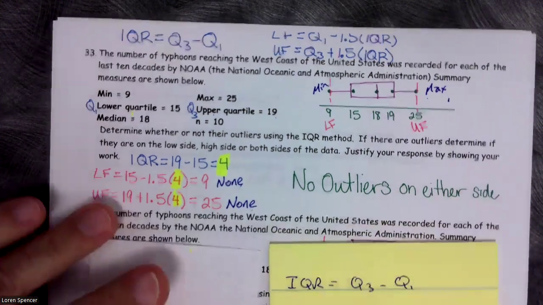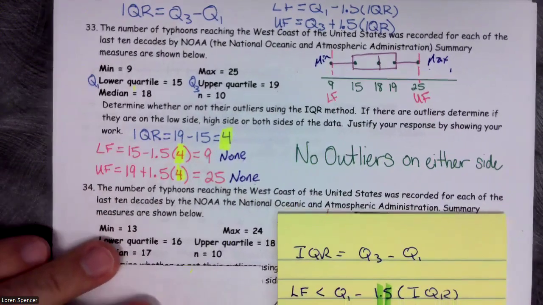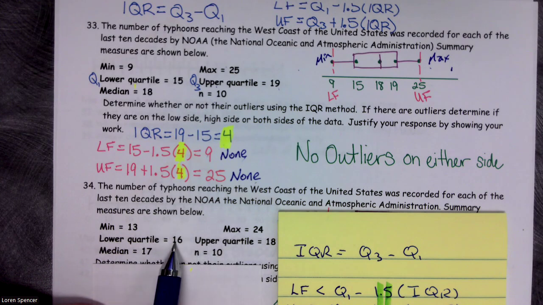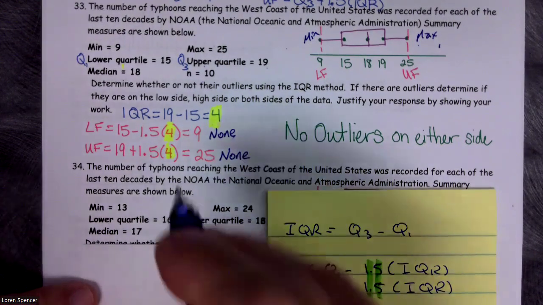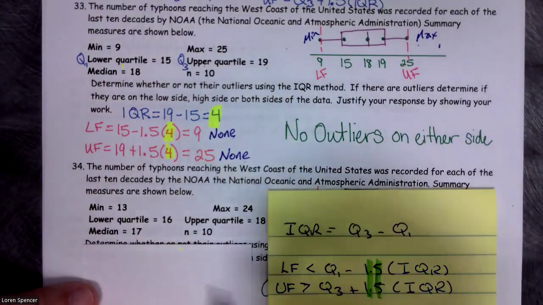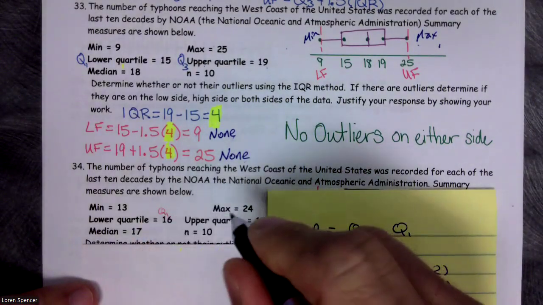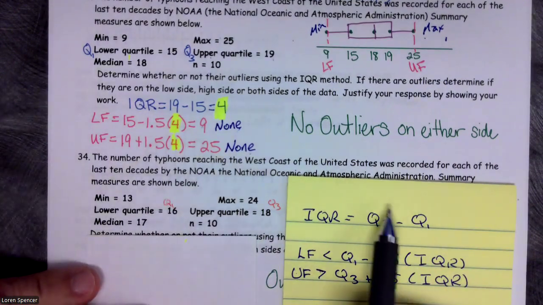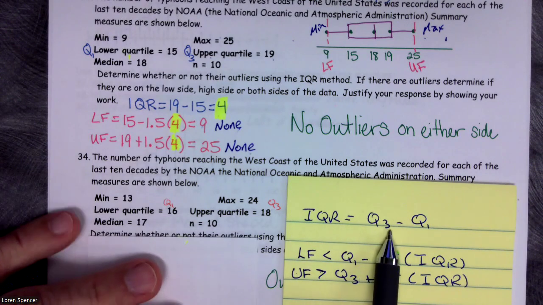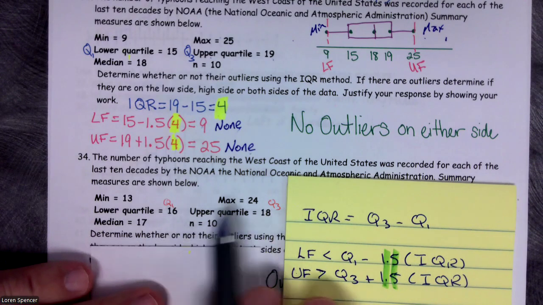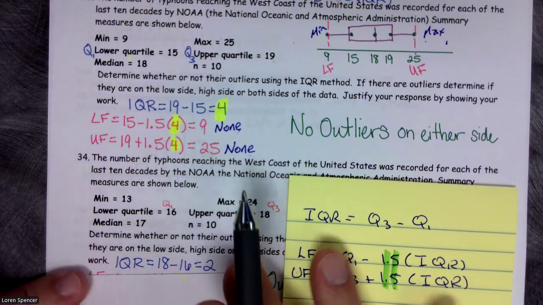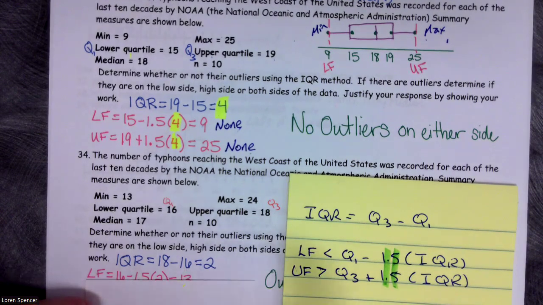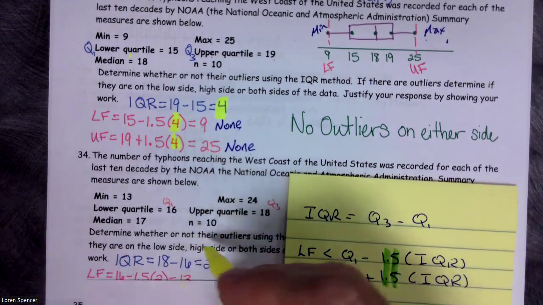All right, dealing with the same problem, but we've now changed the numbers. The min is 13 and the max is 24. I'm just going to label this Q1 and this Q3 so that we know. So the first thing we need to do is calculate our IQR, and IQR is Q3 minus Q1. So in this case, excuse me, not 24 minus 13, 18 minus 16. So 18 minus 16 gives us an IQR of 2.